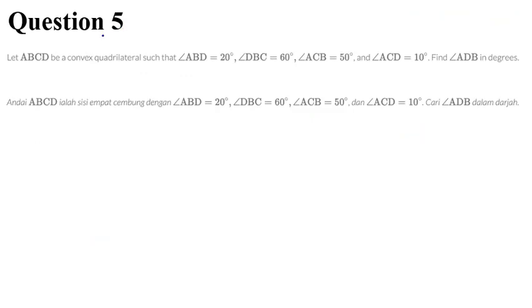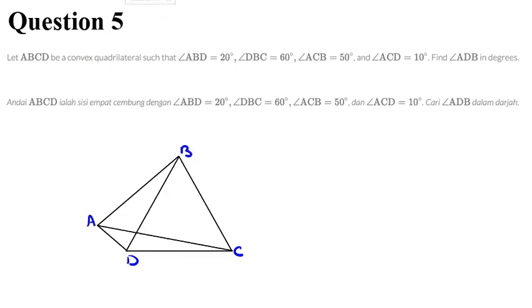Okay, in the order of my PDF, question number 5: let ABCD be a convex quadrilateral such that, let me draw it, angle ABD is 20, angle DBC is 60, angle ACB is 50, and angle ACD is 10. Find angle ADB. So let me call ADB x. We want to find x in degrees.